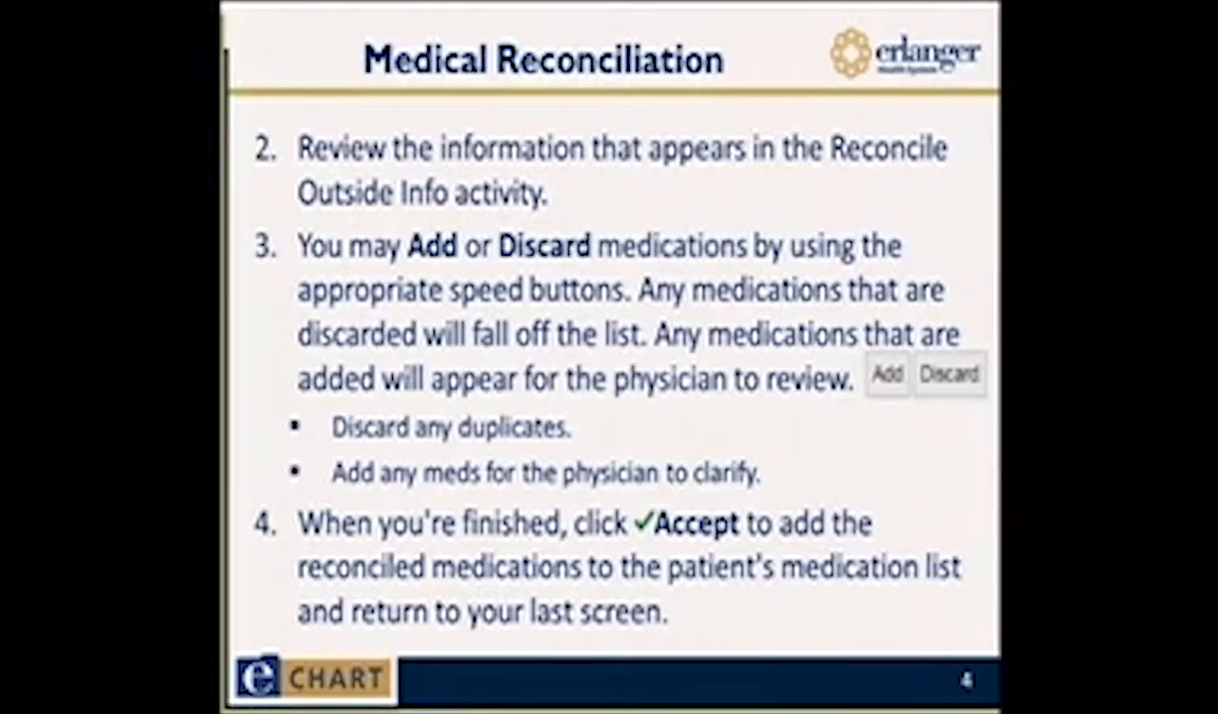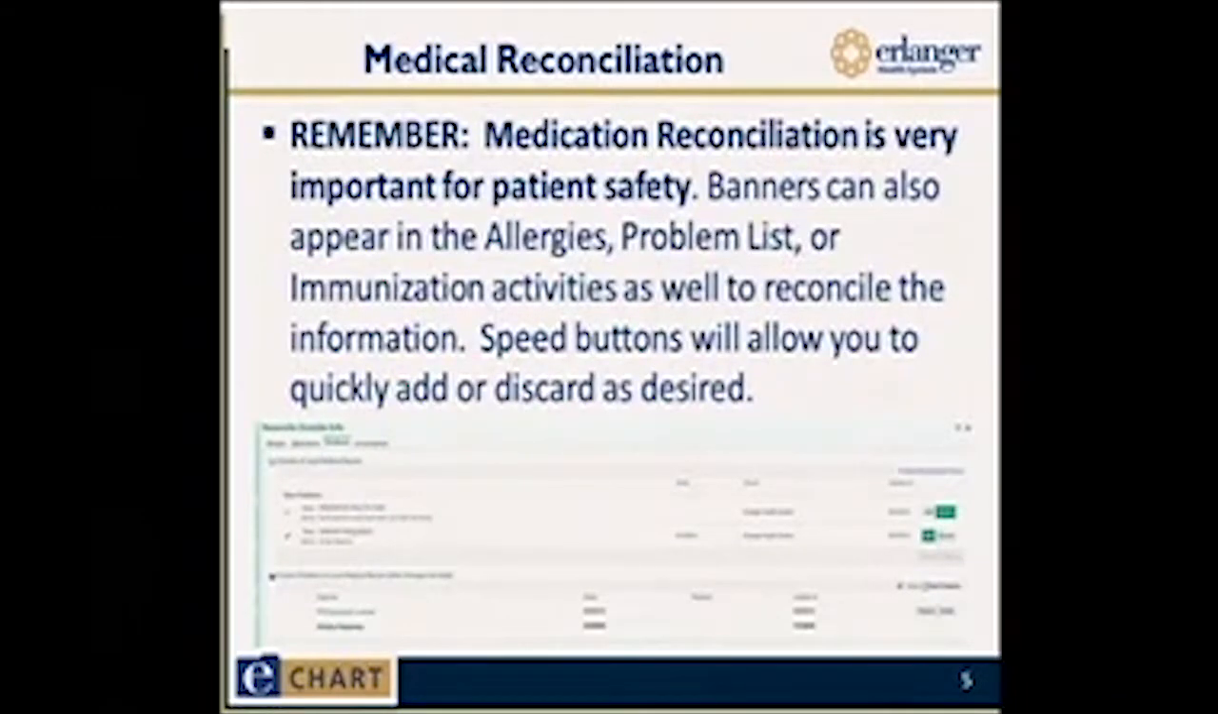Once you're finished with that, you'll hit the accept button. If you guys are in the system, you know that we use the accept quite a bit. It's usually in the bottom right-hand corner. You'll click that accept button to add the reconciled medications to the patient's med list, and then it will return back to your last screen in the rooming activity. So just remember that medication reconciliation is very important for patient safety.